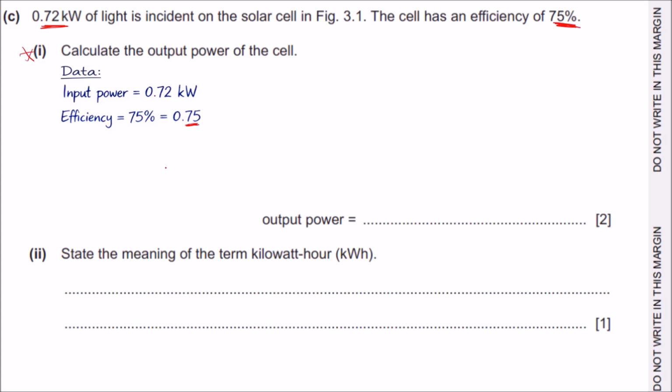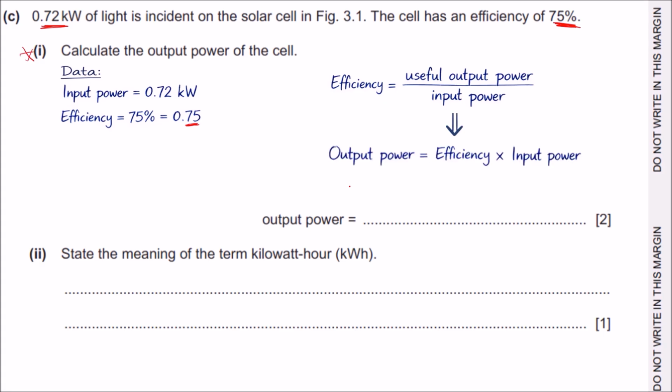With this data, we can now record the equation for efficiency, which says efficiency is useful output power divided by input power. Our useful output power is the requirement of the question, hence we need to change the subject. Let's make output power the subject of the formula. We will have output power is efficiency times input power. Once we reach this stage, the next thing is a quick substitution: 0.75, that's our efficiency, times 0.72, that's our input power, getting 0.54 kilowatts.